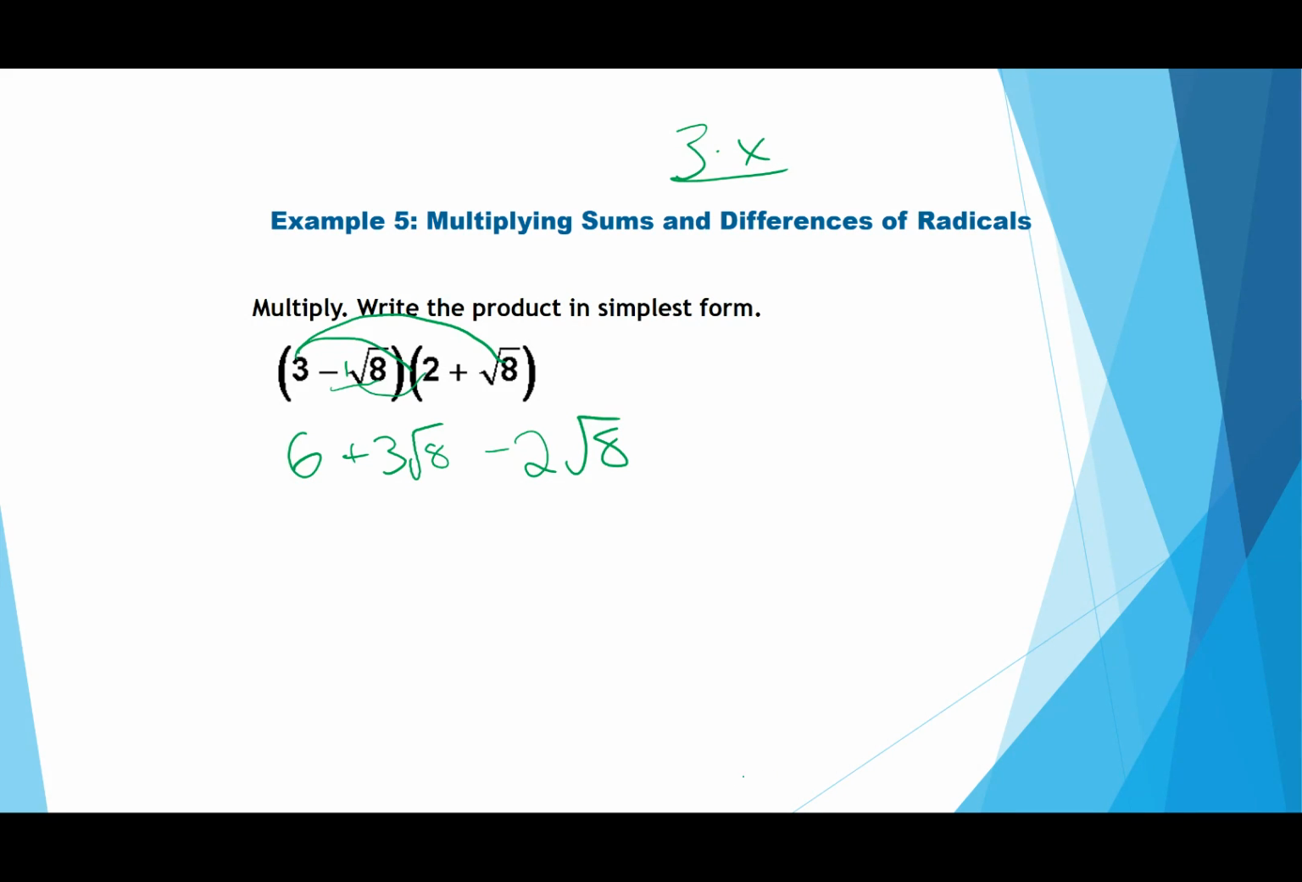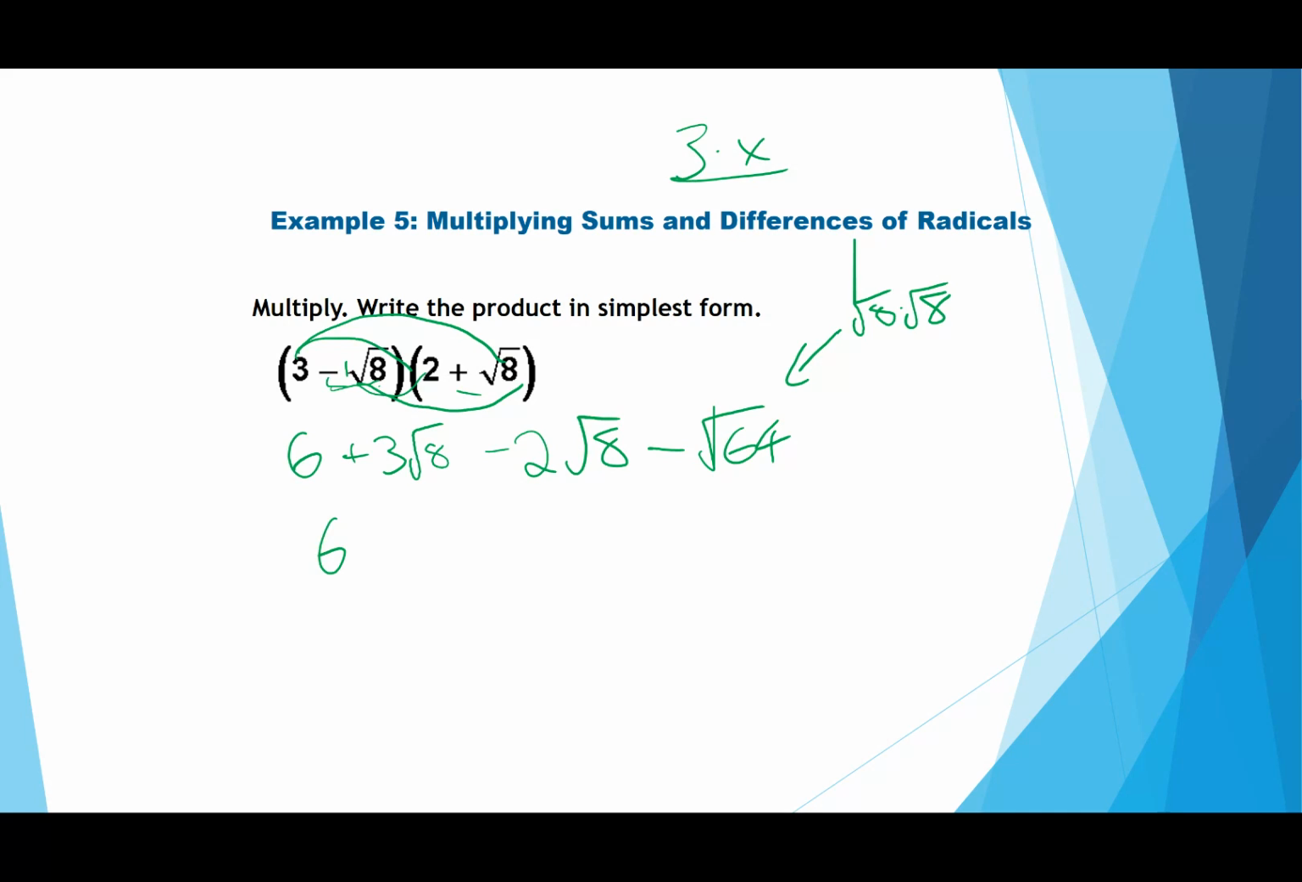And then my last terms, negative square root of 8 times a positive square root of 8 is going to be a negative. And if you want to multiply them together, you can, because they're both inside radicals. So it'd be square root of 64, because that is just simply the square root of 8 times square root of 8. So that makes 64, and it's negative because this was a negative here and that's a positive there. So let's start simplifying.